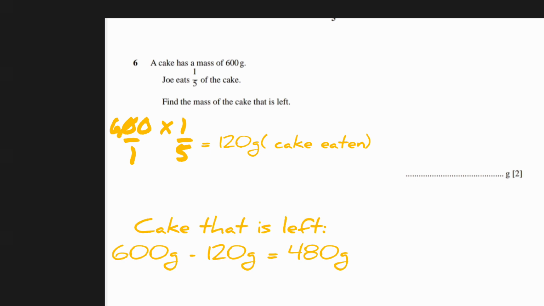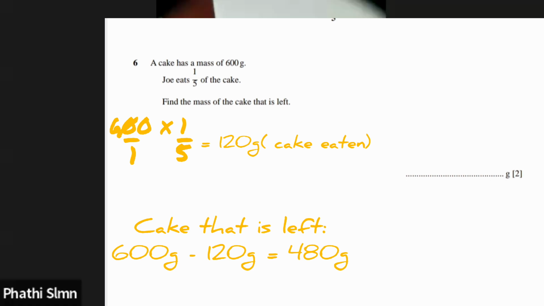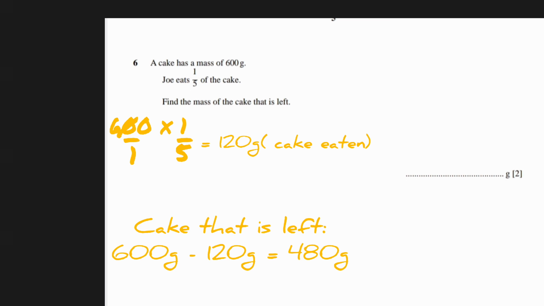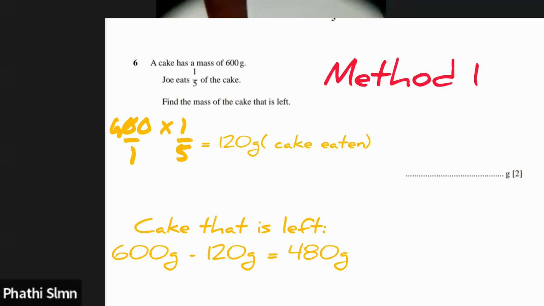Okay, good. So the cake that was left is 600 minus 120. So what is our answer? 480. Good, 480 grams. So that's the mass that was left.